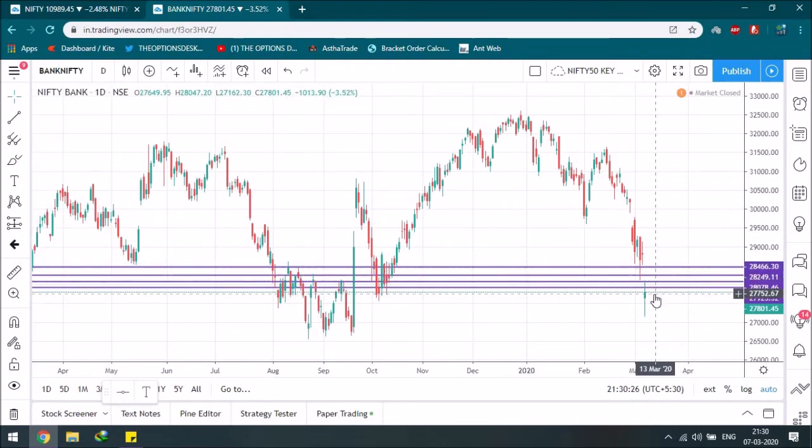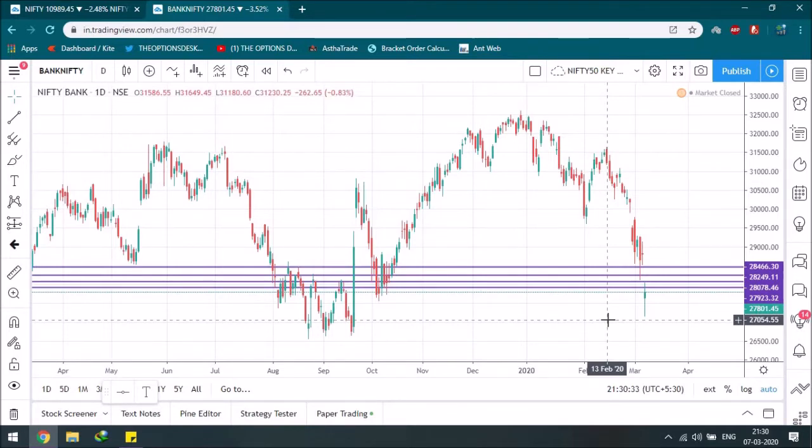Okay, so now let's see the levels I have marked and how I have marked them. I am discussing it this last time, and in the next videos I will directly mark the levels in front of you so that you can get to know. So now let's verify if I am right or wrong. Let's go ahead. My first level is 27923.